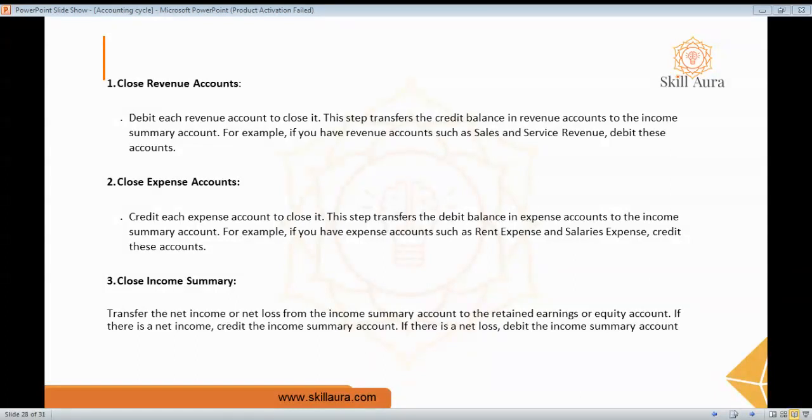The next one is close income summary. Here we transfer the net income or net loss from the income summary account to retained earnings. If the income summary account has a credit balance, it will always be a net income. When the income summary account has a debit balance, it will always be a net loss. So you have to understand: if it is debited, it will be a net loss. If it is credited, it will be net income.